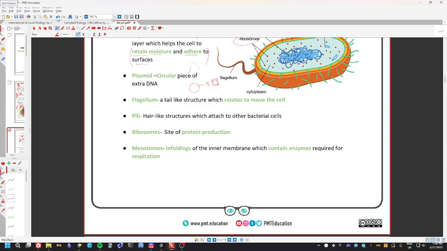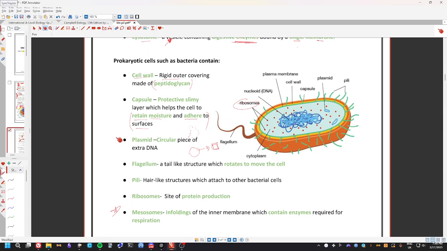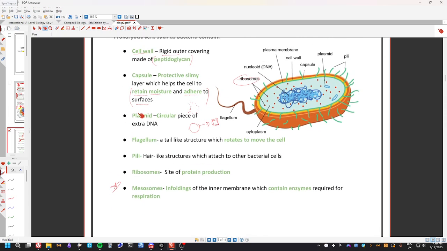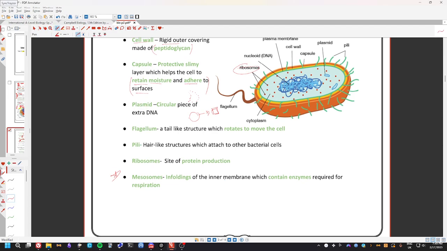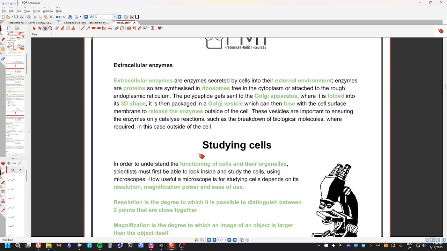Ribosome, protein synthesis, makes sense. Mesosomes, this is probably the only new one. I hope you remember most of these except perhaps the pili and the capsule. The mesosomes are infoldings of the inner membrane. You can imagine the cristae inside the inner membrane of the mitochondria. It's not present in the image, but these are infoldings of the membrane which contain enzymes required for respiration. So it really is like the mitochondria's cristae and matrix, the mesosomes.